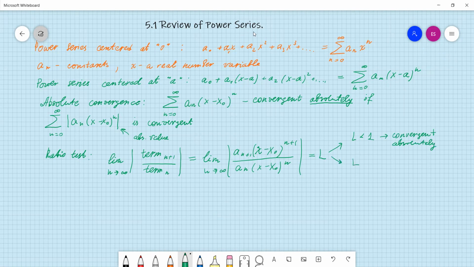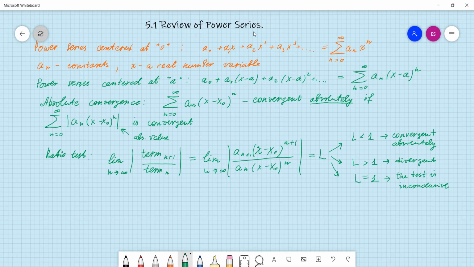Now, if the limit is greater than 1, then the series is divergent. And the third possibility: if the limit is equal to 1, then the test doesn't work. The test is inconclusive. Inconclusive does not mean that the series is divergent or convergent. It's just that the test does not fit to check this series for convergence. We need a different test, and a different test usually is going to work.